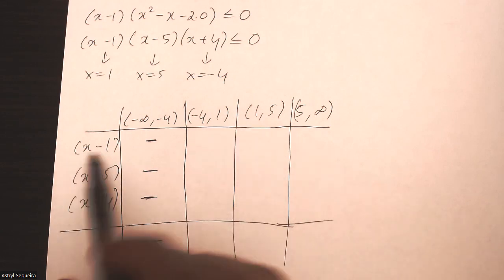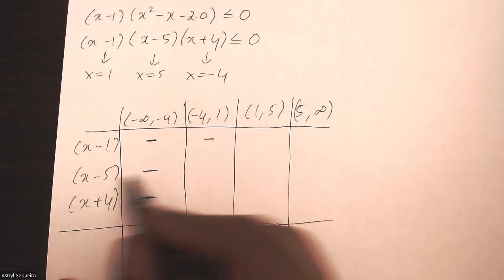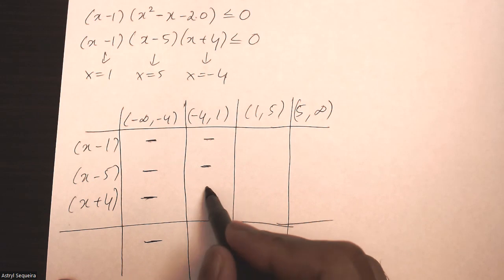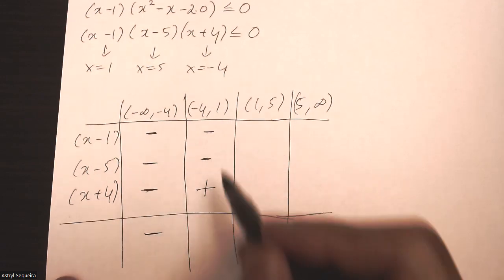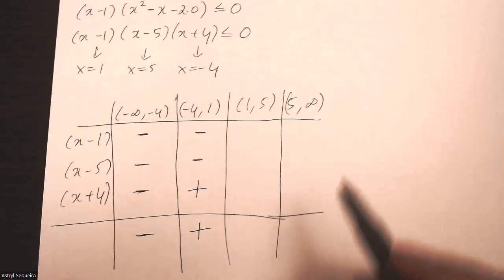I'll pick 0 between these two. 0 minus 1 is -1. 0 minus 5 is -5. 0 plus 4 is +4. Two negatives make a positive.